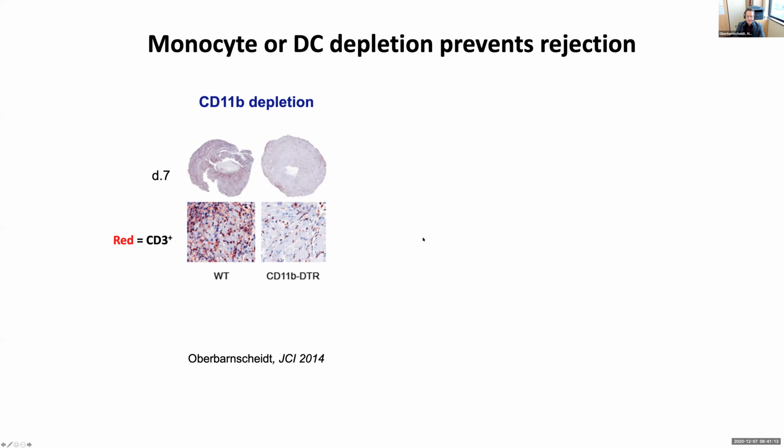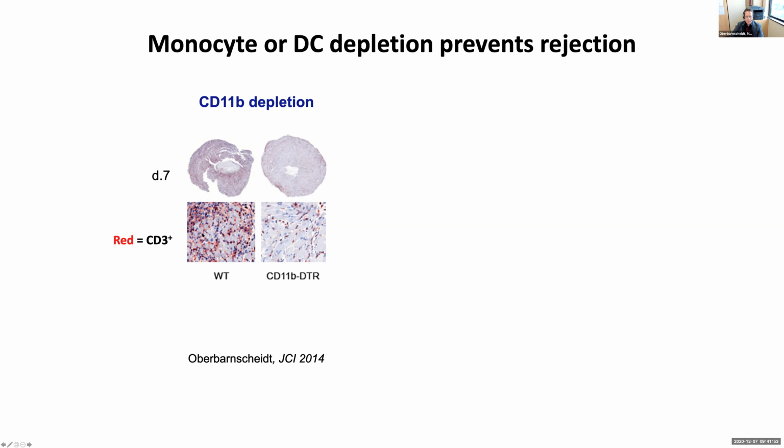Now, what role do these mono-DCs have in rejection? One of the first experiments we did was try to deplete monocytes or dendritic cells and monitor graft outcome in terms of histology. What I'm showing you here is CD11b cell depletion after transplantation. We were transplanting an allogeneic heart graft into either wild-type chimeras or CD11b DTR chimeras and treated with diphtheria toxin for 7 days, then harvested the grafts and looked at T-cell infiltration.